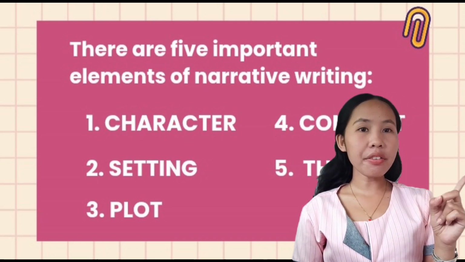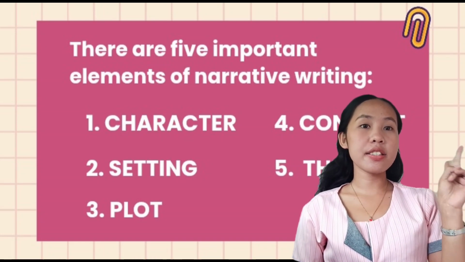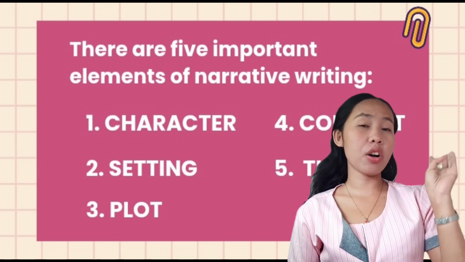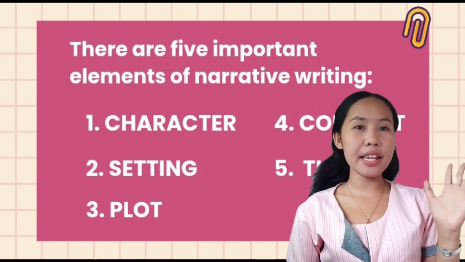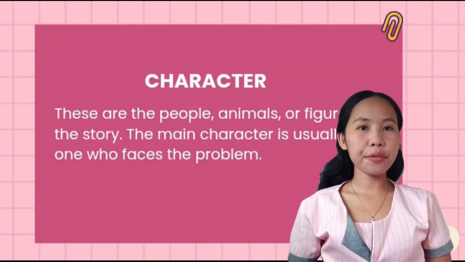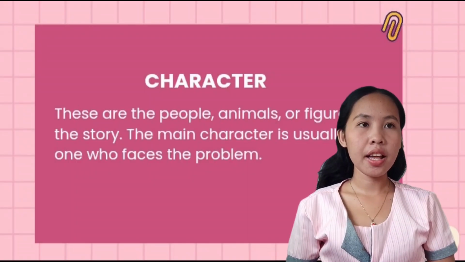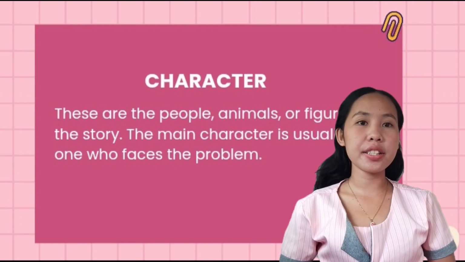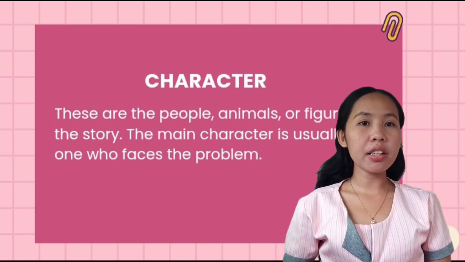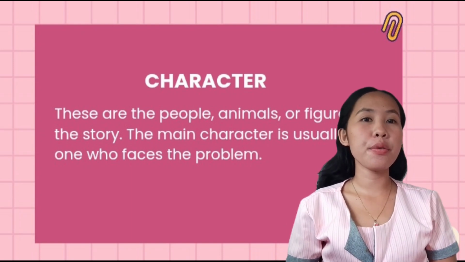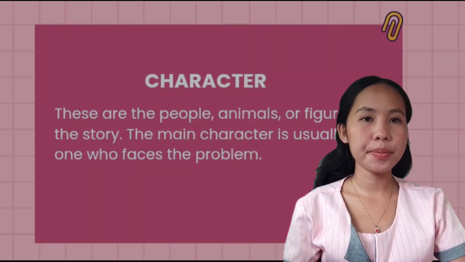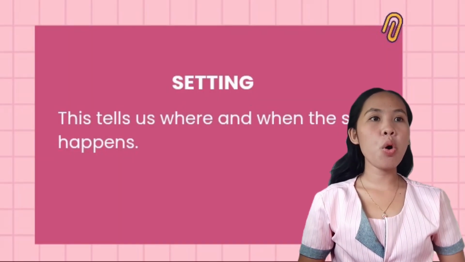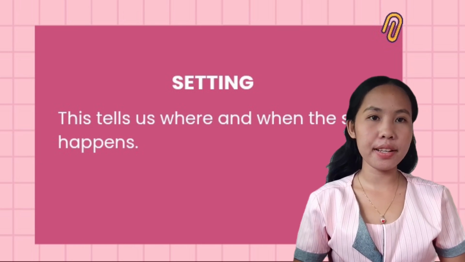First, we have the character. Second is the setting. Third is the plot. And fourth is the conflict. And fifth is the theme. Let's start first with the character. These are the people, animals, or figures in a story. The main character is usually the one who faces the problem. The second is the setting. This tells us where and when the story happens.